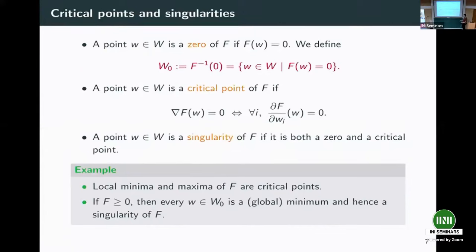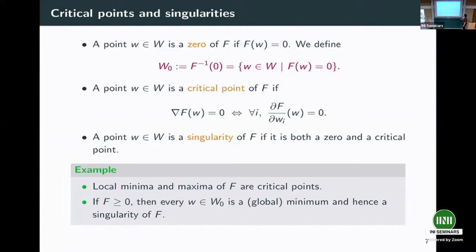So all of you here probably know this definition, but I'll just give it quickly. A zero of a function is what it is, but it lets me introduce this set, the set of zeros, which really plays a crucial role. So this is a real analytic set.